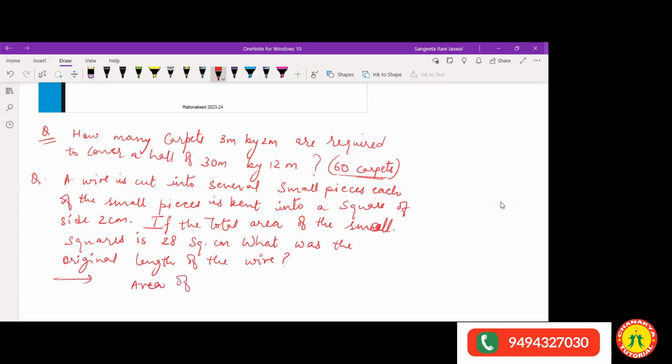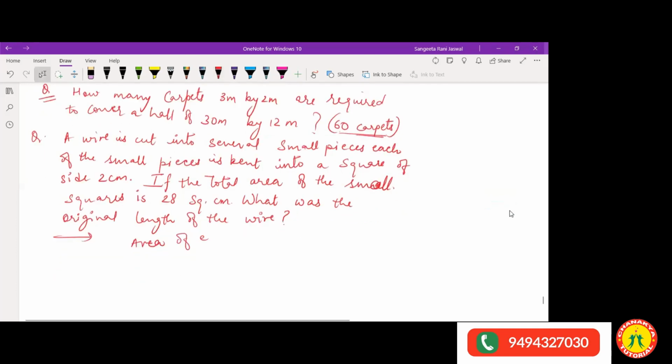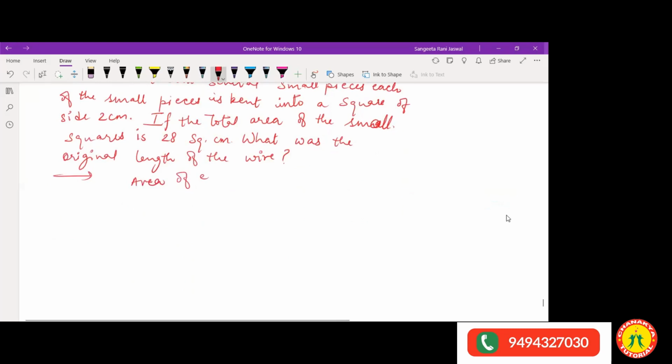There was a wire, so they cut small pieces and made a square of 2 centimeter side each. A long wire was cut into small pieces, and each small piece was molded to give it the shape of a square. Suppose this piece is cut here, and this piece is shaped in the form of a square. So we will find the area of this small square piece.